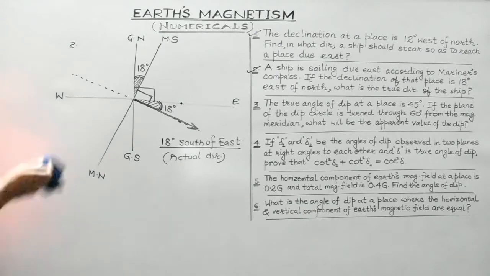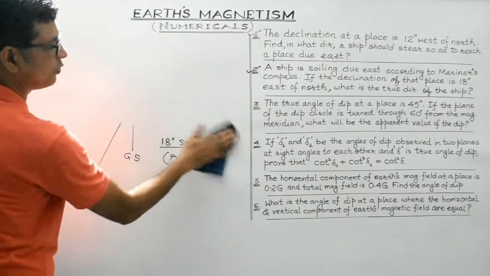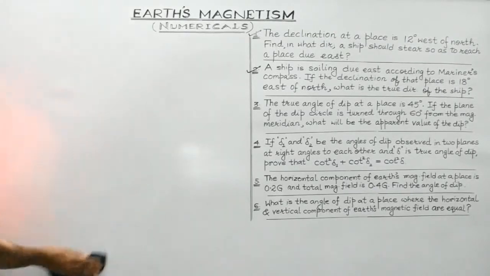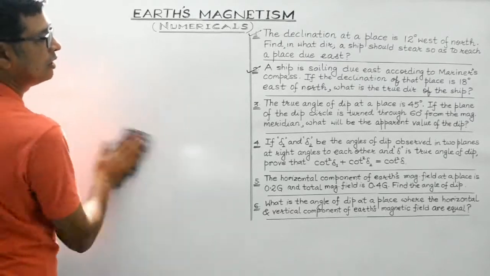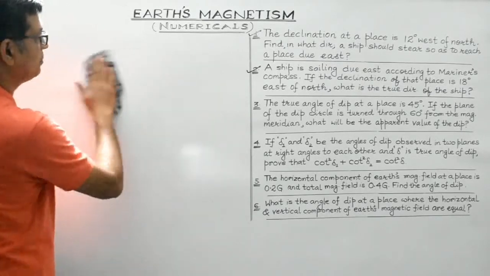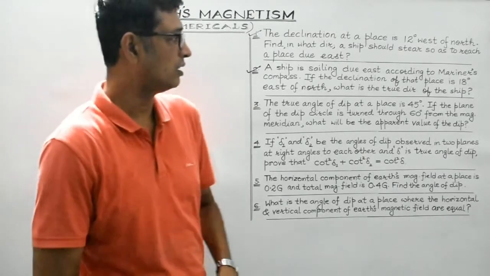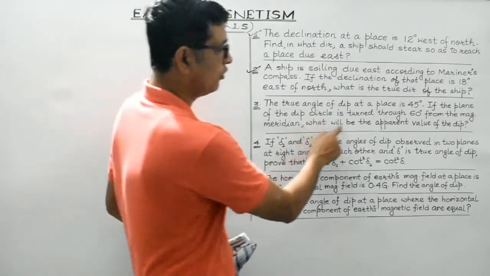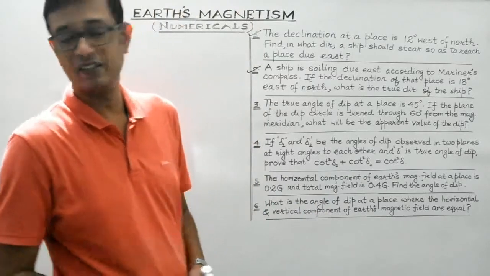Now let's proceed to the third question. The third question is a pretty important one, and here the theoretical knowledge will be used. So let me read the third question for you. The true angle of dip at a place is 45 degree. If the plane of the dip circle is turned through 60 degree from the magnetic meridian, what will be the apparent value? Apparent means virtual value of the angle of dip at that place, right?